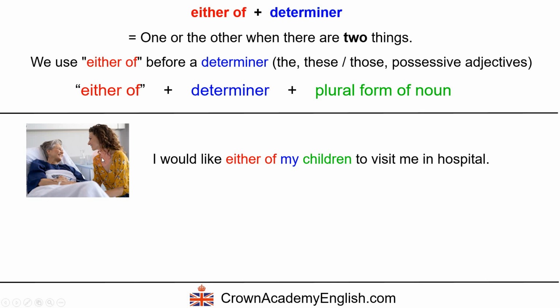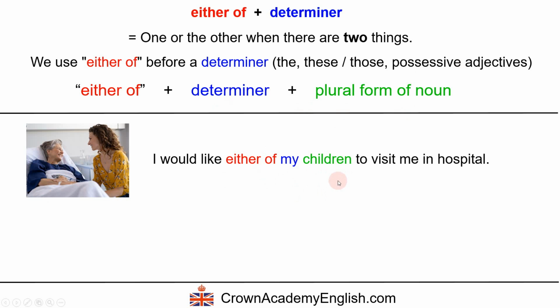And here she is with her daughter. Okay, either of my children. So here we have the possessive adjective. This is the determiner. And this is the plural form of the noun. This is an irregular plural of the noun child.